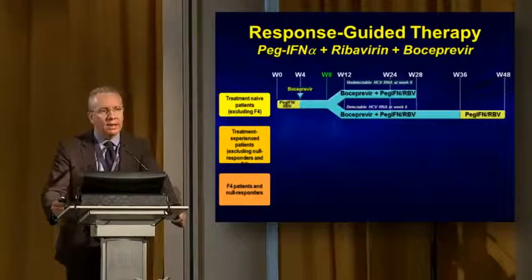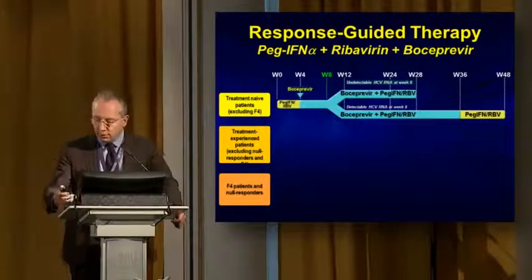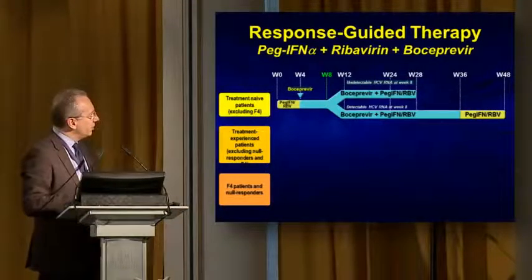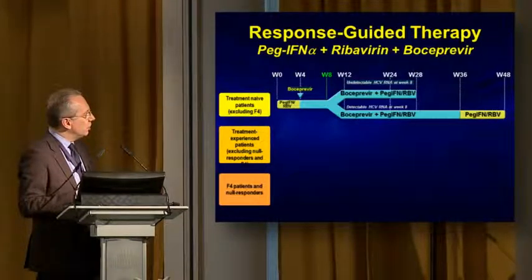In treatment-naive patients who do not have cirrhosis, this is response-guided therapy. The patients are treated with the lead-in phase, interferon and ribavirin 4 weeks. Then boceprevir is added, and at week 8 there is an assessment. Treatment continues until week 28 if the HEV RNA at week 8 is undetectable. These are the early responders, rapid virological responders.